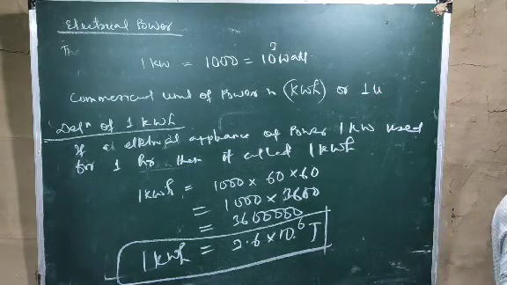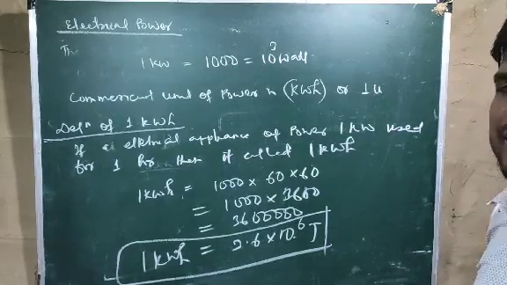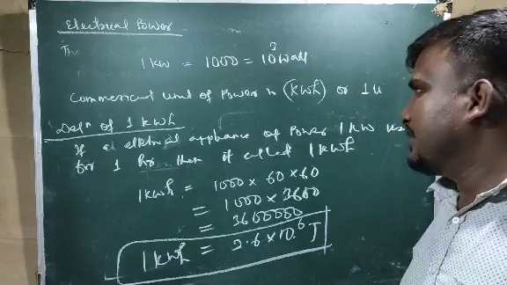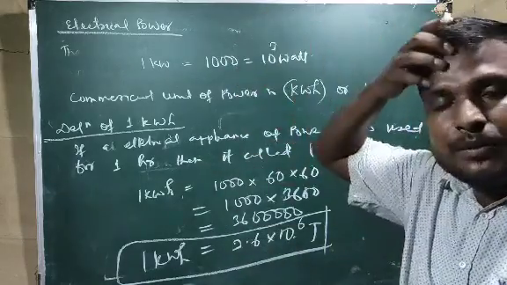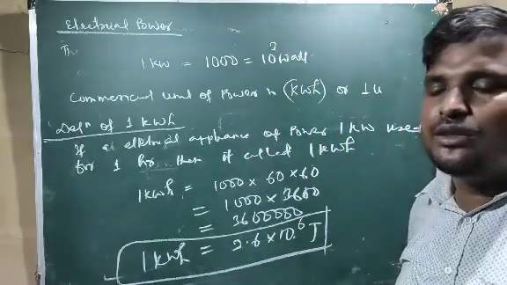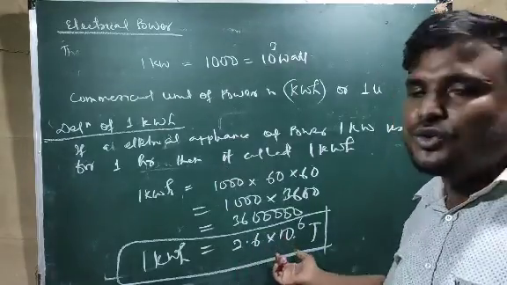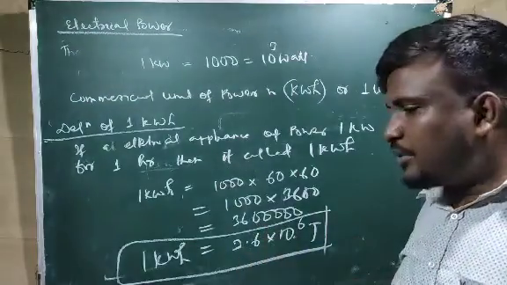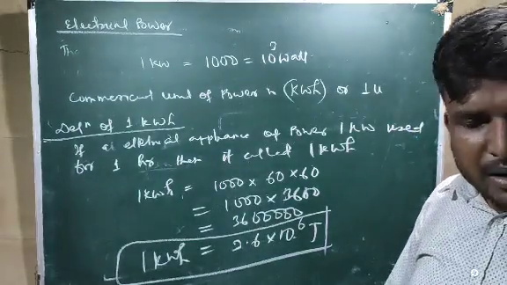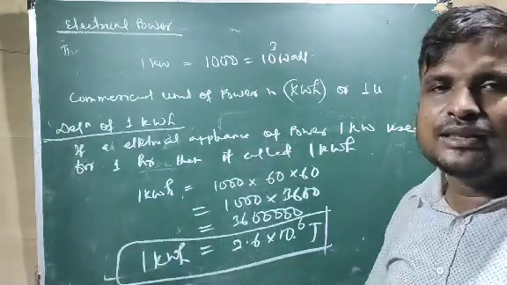So this is all about electrical power. What we studied in electrical power: the definitions, then the units of power, different formulas of power, and then we defined 1 kilowatt hour and converted 1 kilowatt hour into joule. Many numerical problems are there, which are very practical based. Try to solve them.